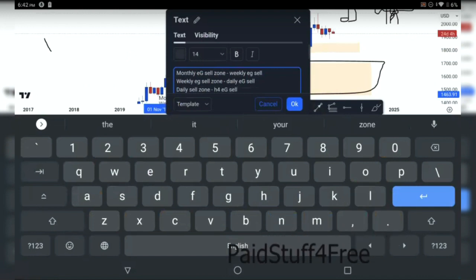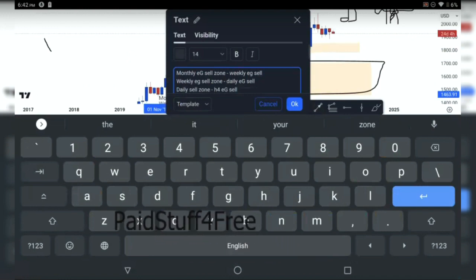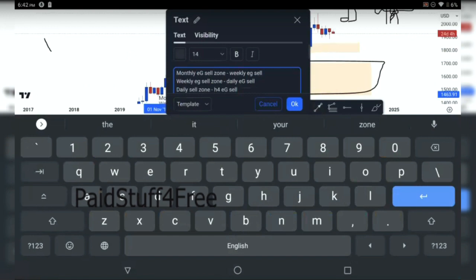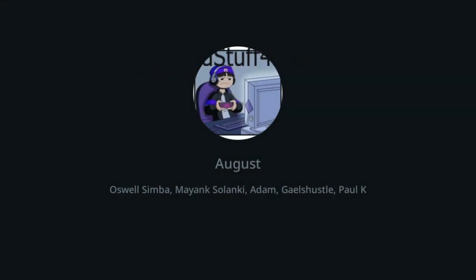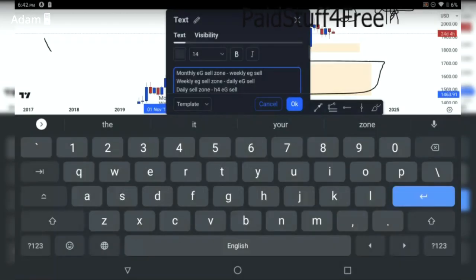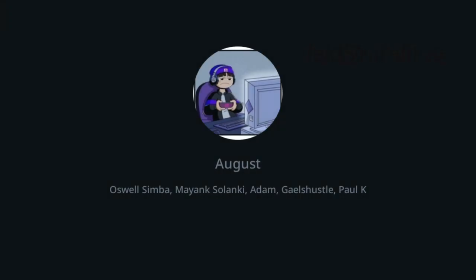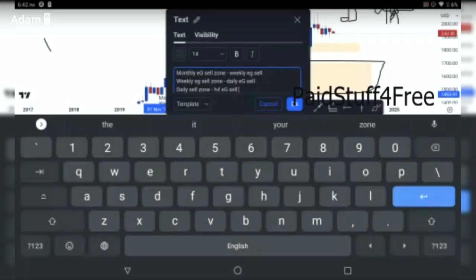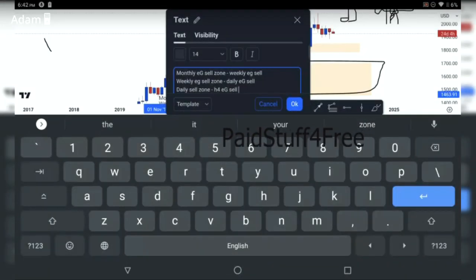Now the same thing goes with buys. If it's a monthly EG buy zone, the one time frame confirmation is a weekly engulfing buy. If it is a weekly engulfing buy zone, I need to see a daily engulfing buy inside that weekly engulfing buy zone. If it's a daily buy zone, I need to see an H4 engulfing buy being formed inside my daily buy zone. The same thing goes with sells. The same thing applies with buys.